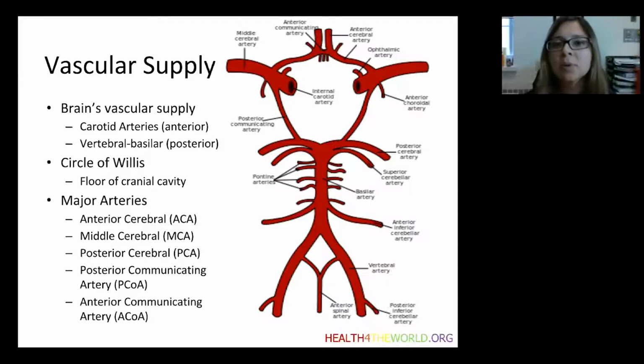We also see the posterior communicating artery, which really connects the posterior circulation to the anterior circulation of the brain, so that PCA to the MCA and ACA. And there we have this circle of Willis that's formed. Most individuals do have a circle of Willis present in their vasculature on the floor of the cranial cavity.